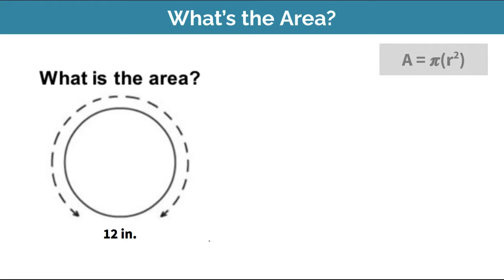So I'm going to remind you that the area formula is A equals pi times the radius squared. And like I said, we don't have the radius, we don't have the diameter, so we can't figure that out. But what we do know is we have the circumference, and the circumference is always pi times the diameter. So if we know what the circumference is, we can actually figure out our diameter by working backwards.